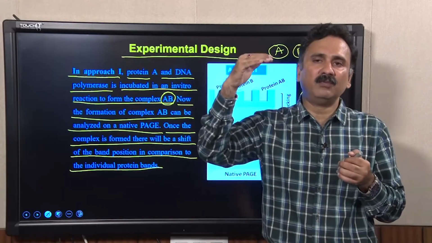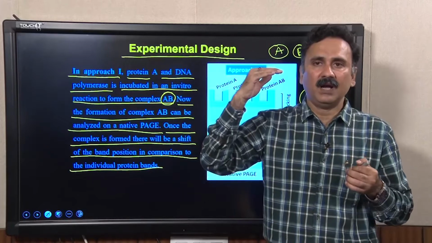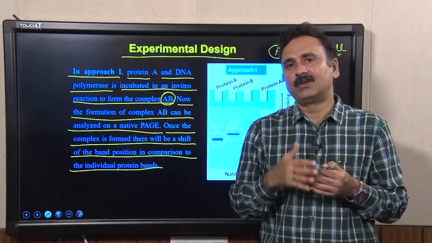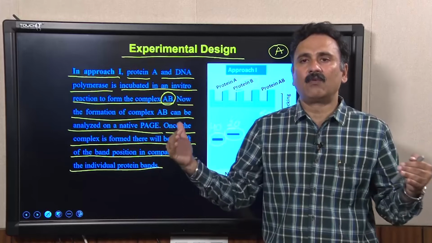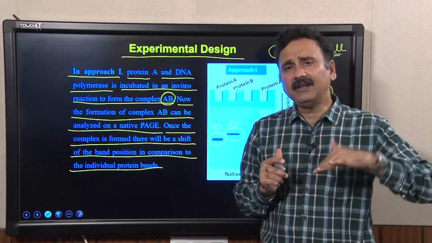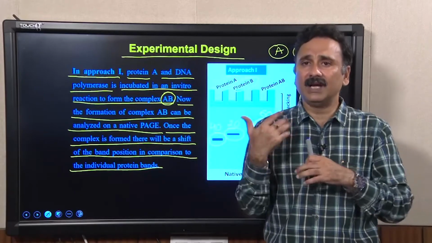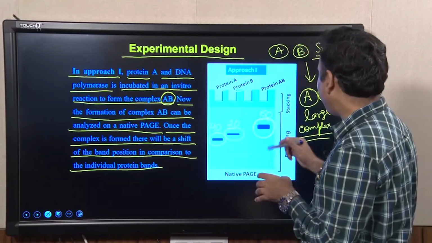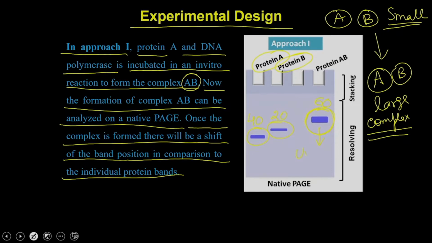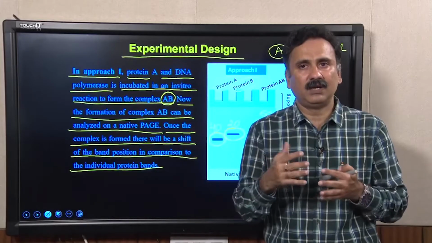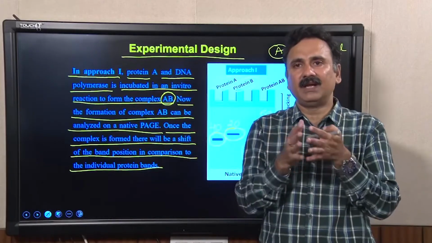That is why the complex will run slowly, and that is how it is going to be away from A and B. As a verification, if you are interested in verifying this, you can add urea or some denaturing agent, and that should give you the bands of A and B back. So, that is a kind of verification experiment showing that the complex has A and B together.